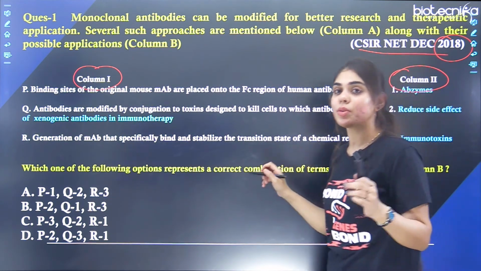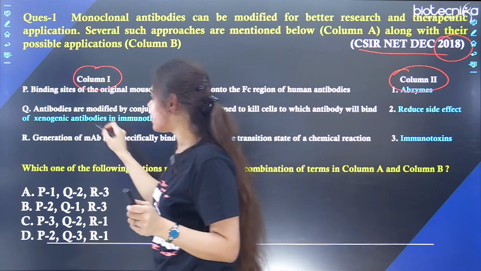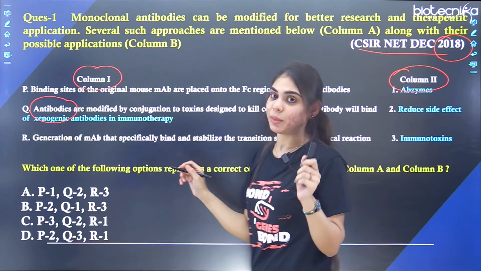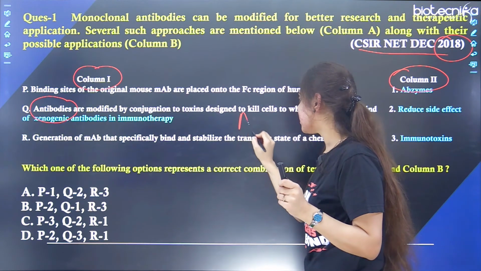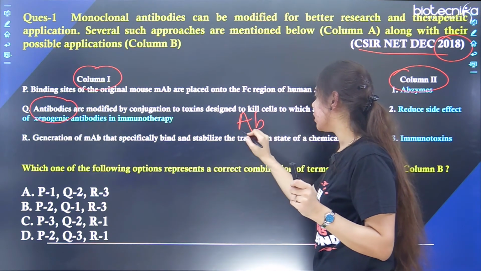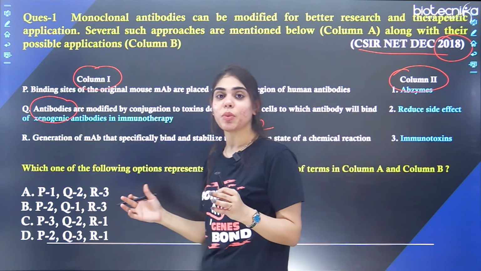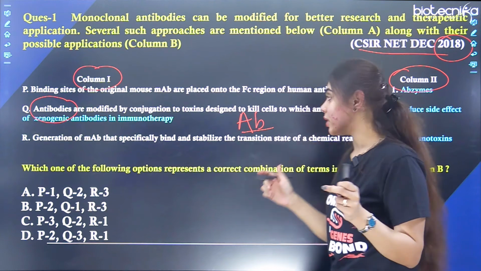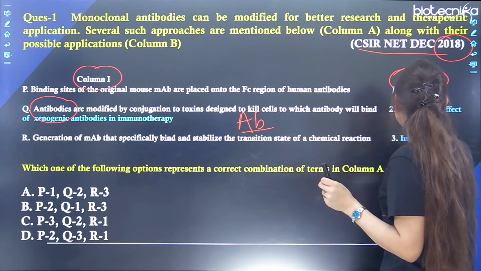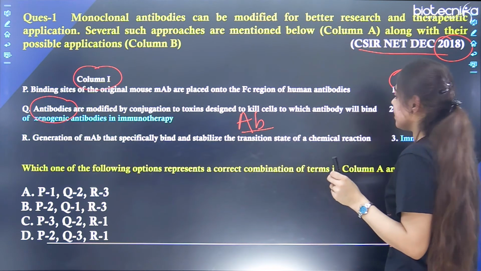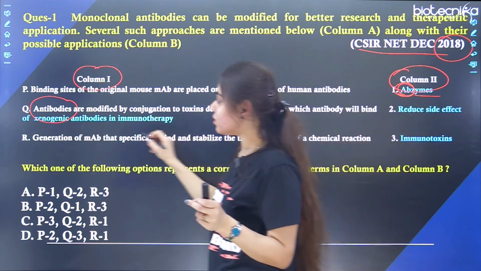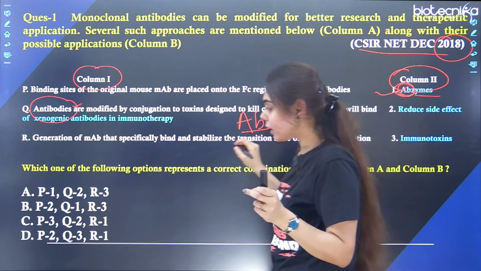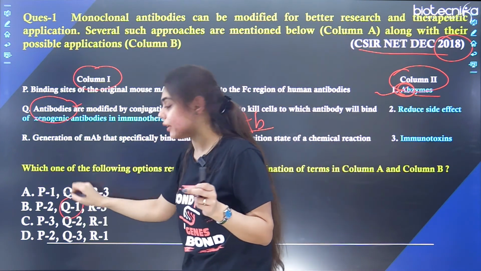But if you see option Q, that is given as antibodies. And you all know how to represent an antibody. It is represented as capital A, small b. So where can you find this antibody in the column 2 options? It is given in the first option, that is monoclonal antibody as enzyme. So you can clearly match this antibody option Q with option 1. That is where you can find Q with option 1 only in one option.